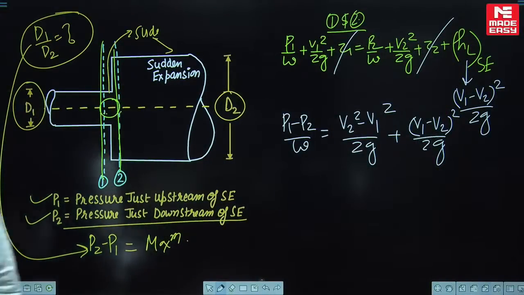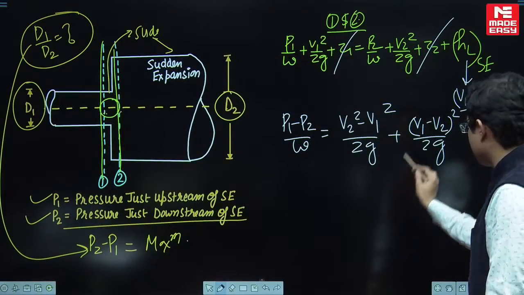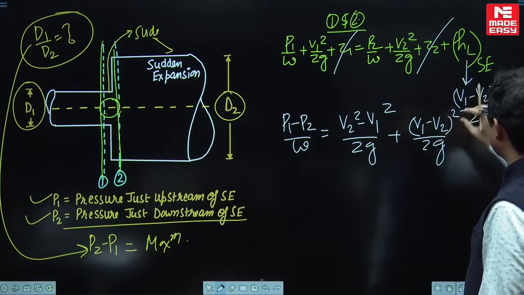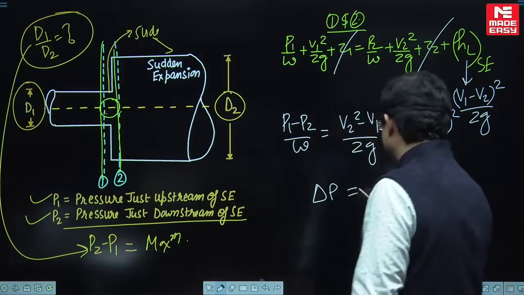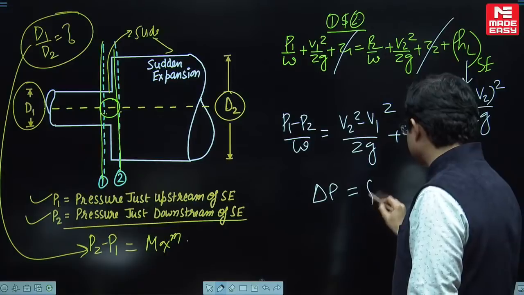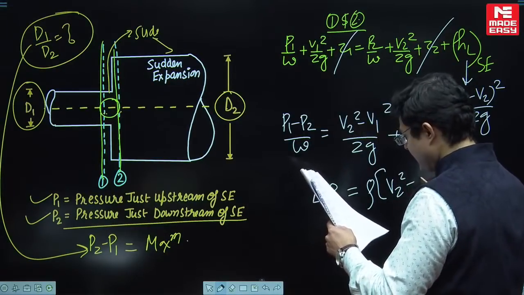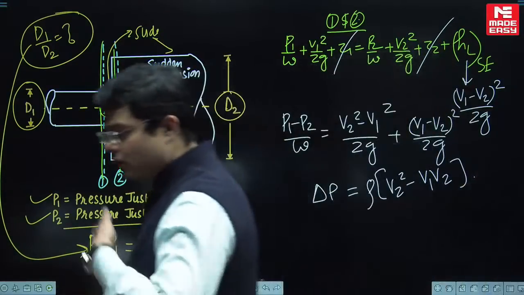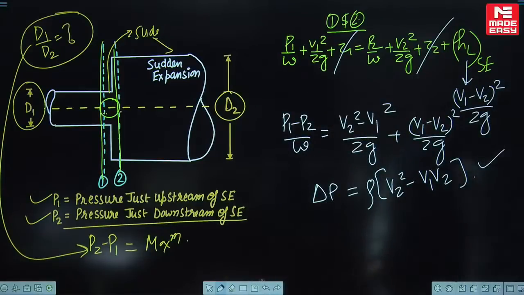Come on guys. So therefore 2g you can take as common here, and expand this: V1 square plus V2 square minus 2 V1 V2. So from here you will get the drop of pressure value. This can be written as rho g. So that can be written as rho into (V2 minus V1) whole square... Clear? I'm saving time because I have to solve a lot of questions. So this is the change in pressure.